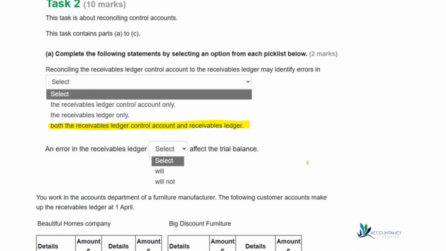An error in the receivables ledger will or will not affect the trial balance. What's important here is the wording, the receivables ledger. So this is the subsidiary ledger, not the control account. If there's an error in the subsidiary ledger, it's not going to affect the trial balance, as that doesn't show on the trial balance. It's only the receivables ledger control account that shows on the TB.